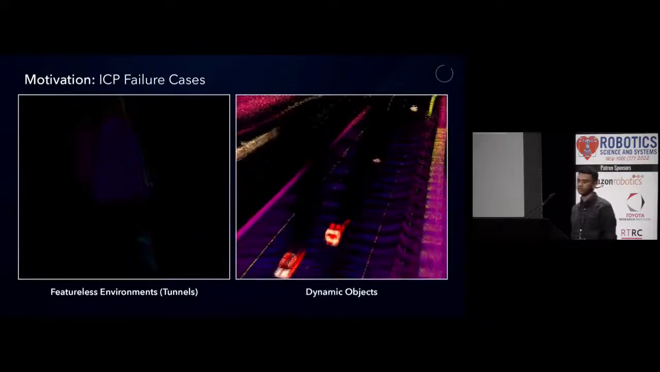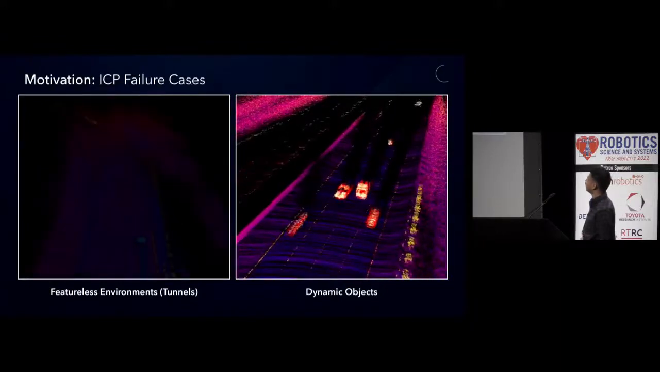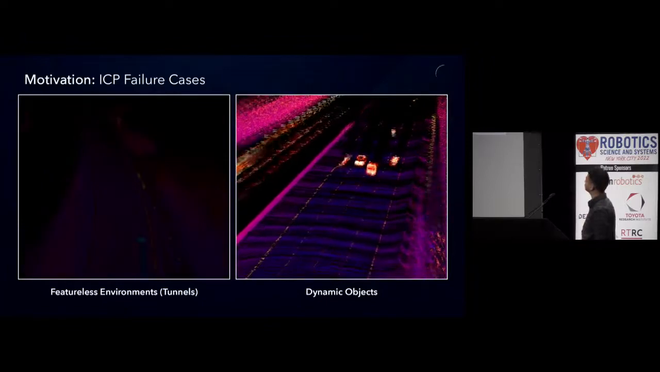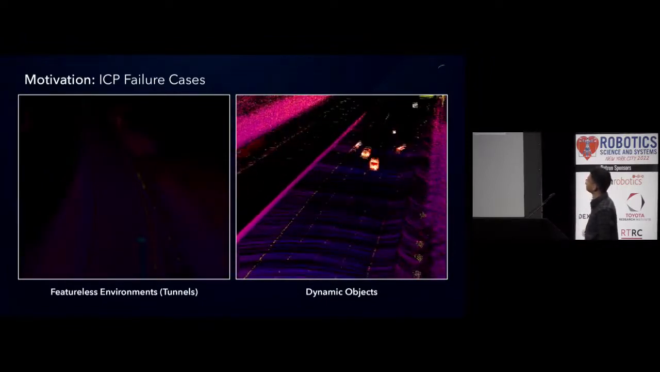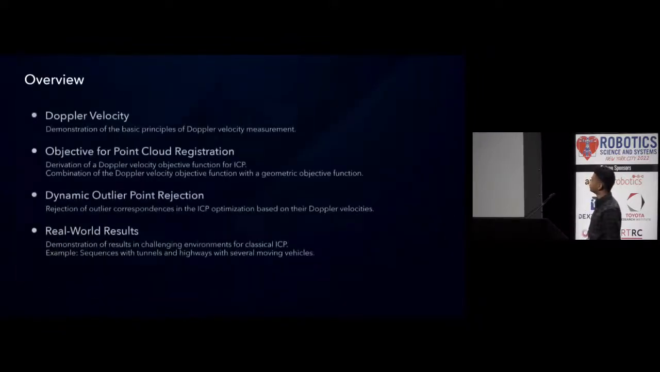Furthermore, the presence of any dynamic points tends to degrade the pose estimates from ICP. Here we see ICP registers the point set to the motion of the dynamic vehicles in front of us rather than the static wall. We first describe the basic principles of Doppler velocity measurement using FMCW LiDARs. We then present a new Doppler velocity error term for robust point cloud registration, a simple method to reject outlier points, and finally present some real-world results.